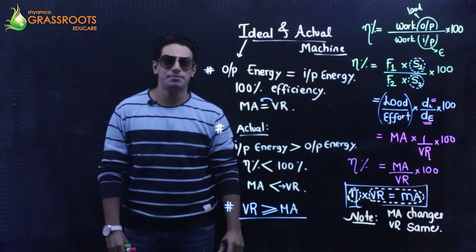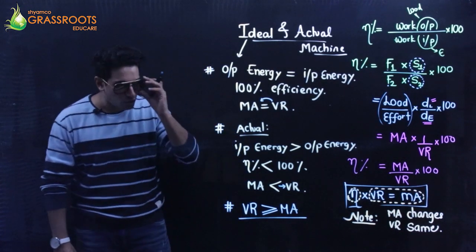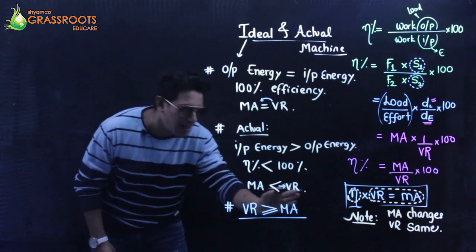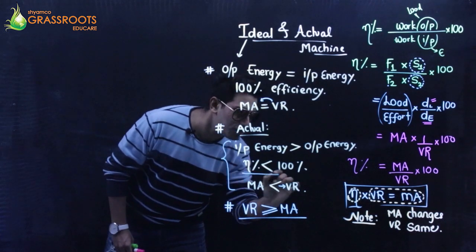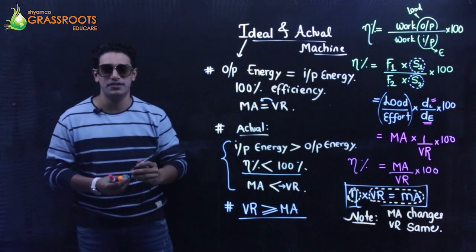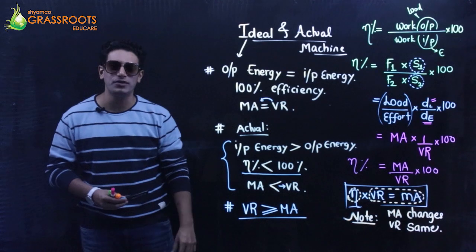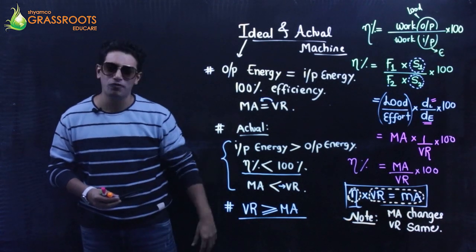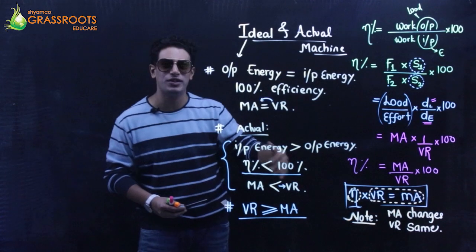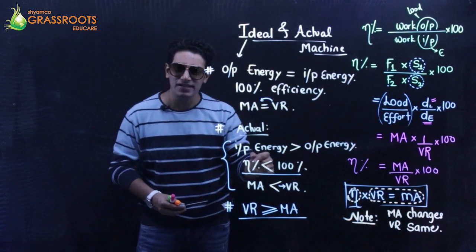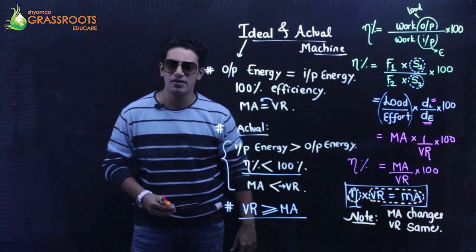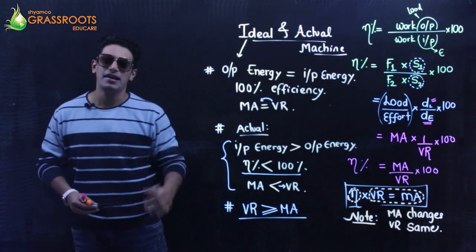So remember this concept. After this, I talk about why in an actual machine the efficiency is less than 100%. We're going to talk about it in a while with a couple more answers, and then we're going to start with the B part, levers. So let's see why efficiency is less than 100% for an actual machine.